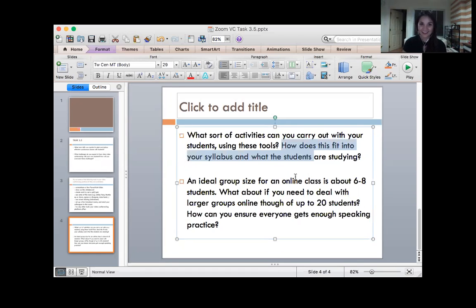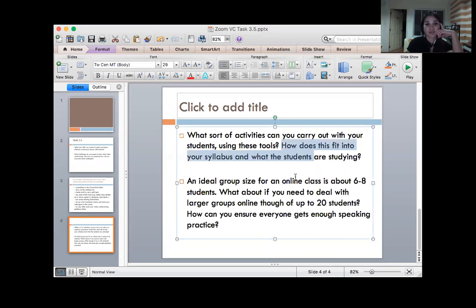I know. An ideal group size for an online class is 6 to 8 students. Wow, really? How do you feel about that? Fully online class. Yeah, I think so too, because of the amount of time that you read students' work and give feedback individually, it's really time consuming. And if you have 20 students, it's not impossible, but you've got to sit in front of your computer for hours.